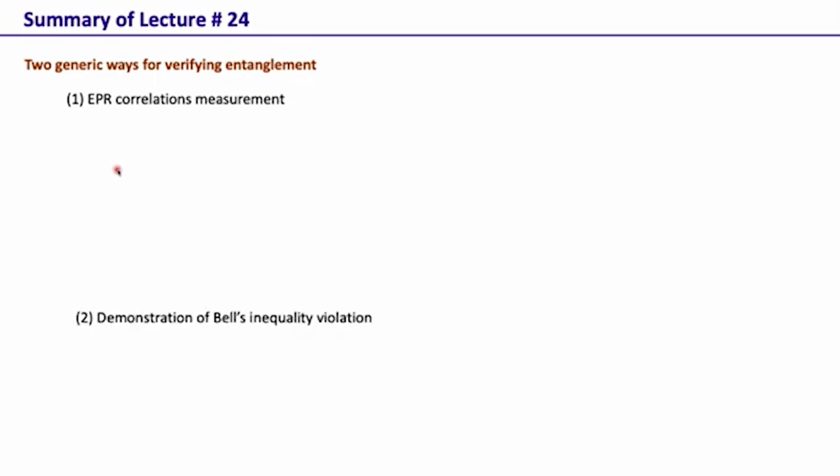So before we get into entanglement quantification, let's look at what we did in lecture number 24. Lecture number 24 was about verifying entanglement, and there are two generic ways for verifying entanglement. One is through EPR correlation measurements, and the other one is through demonstration of Bell's inequality violation.